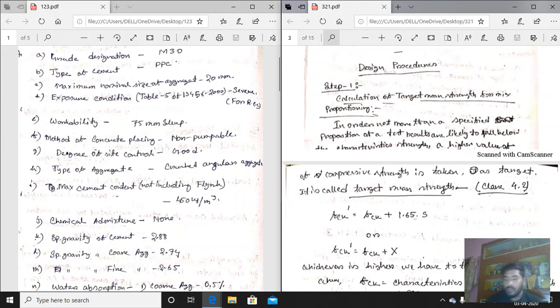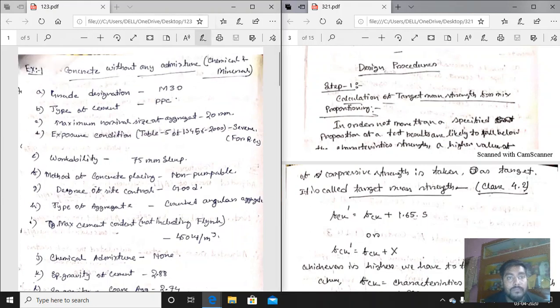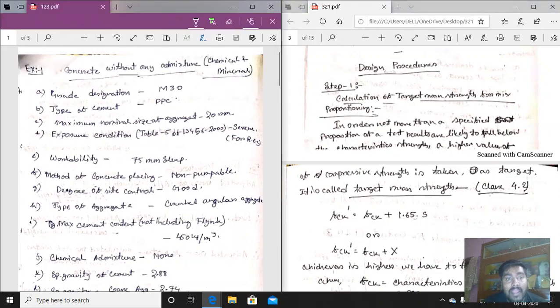Today's example of mix design will be based on without any admixture, chemical and mineral. So in our example today, we will discuss a concrete where no chemical or mineral admixture is present. That means the concrete is without fly ash or GGBFS, and also without plasticizer or superplasticizer, which are the chemical admixtures.